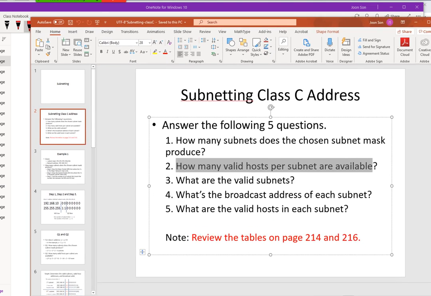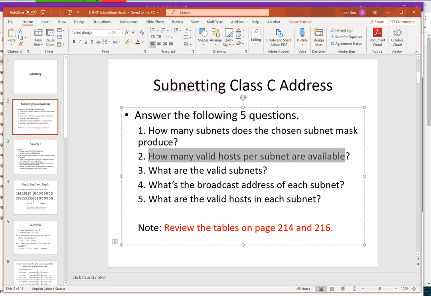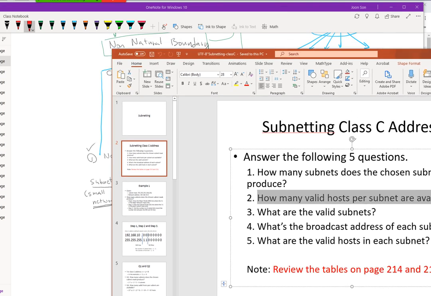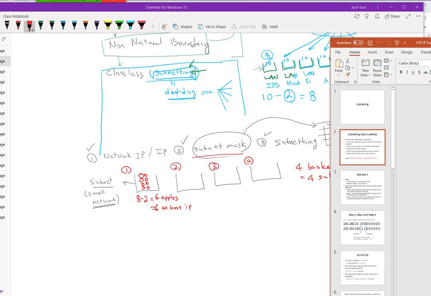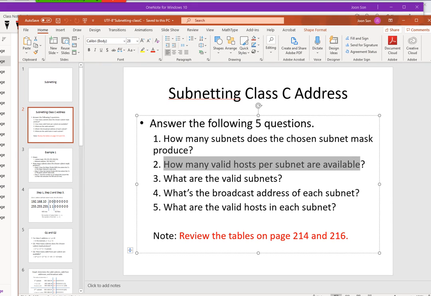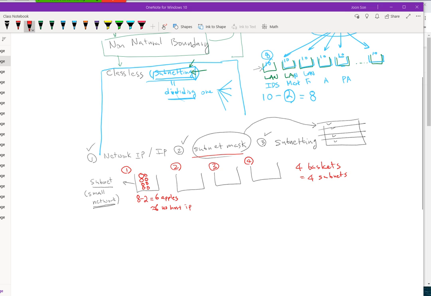So I answered my question number 2. How many valid hosts per subnet are available? Meaning, if I use this analogy, how many apples can each basket hold? Right? The answer is 6 apples. Right? And number 3, what are the valid subnets? This means, basically, I'm asking you, what is the IP address for each subnet?